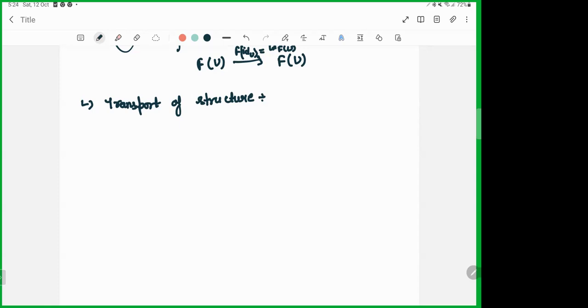Yes, that is what it says. So transport of a structure is like this. Let me write. So U, V finite sets and f mapping U to V a bijection.